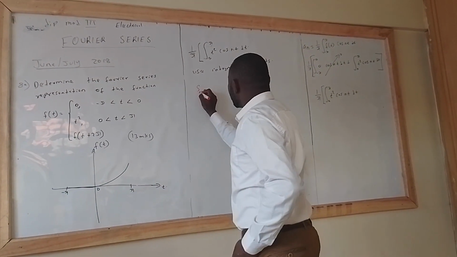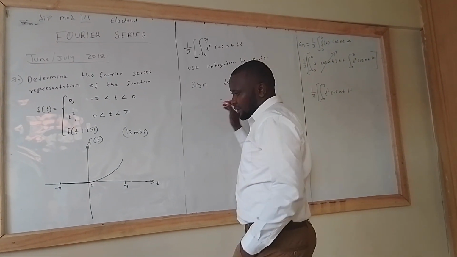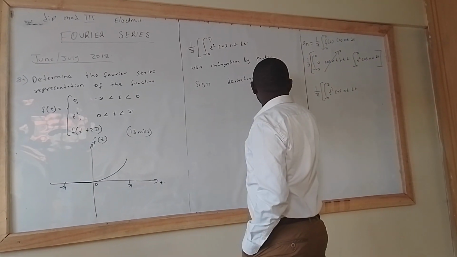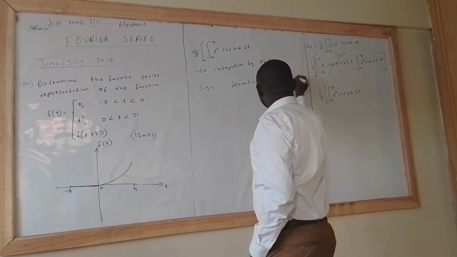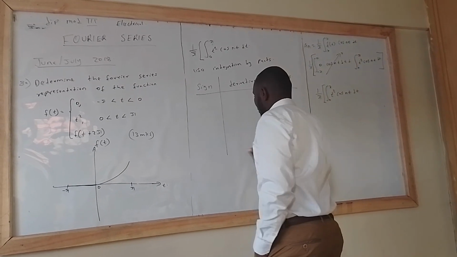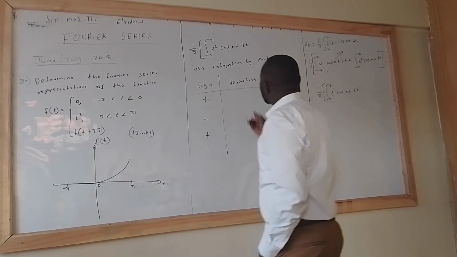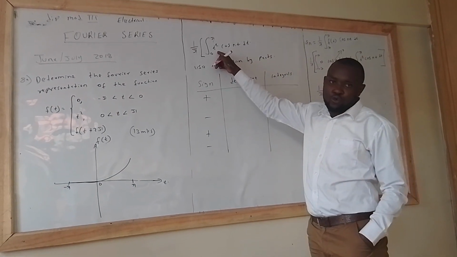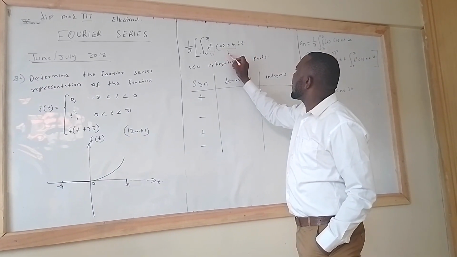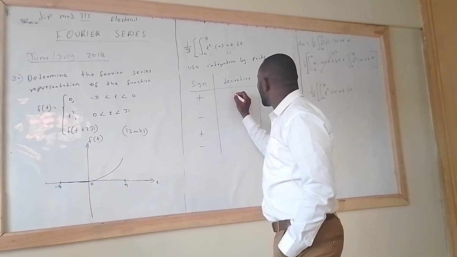It's very simple. Just write here: sign, the derivatives and the integrals. So make this table: derivatives and integrals. The signs will be just positive and negative. Derivatives will take the value of u, because in our formula this one will be our u, and the other side will be our dv. So u is t squared.